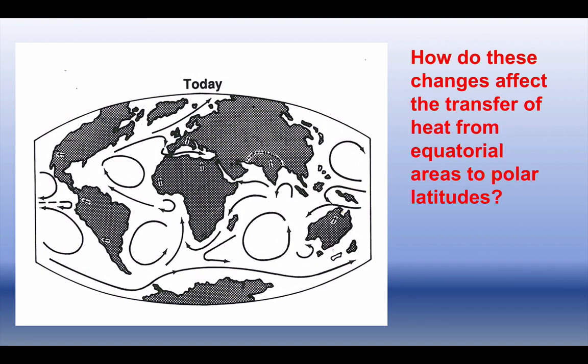How does this affect heat transfer? How does this affect heat going from the equator to the poles? Particularly if we look at the oceanic circulation patterns in the southern oceans.